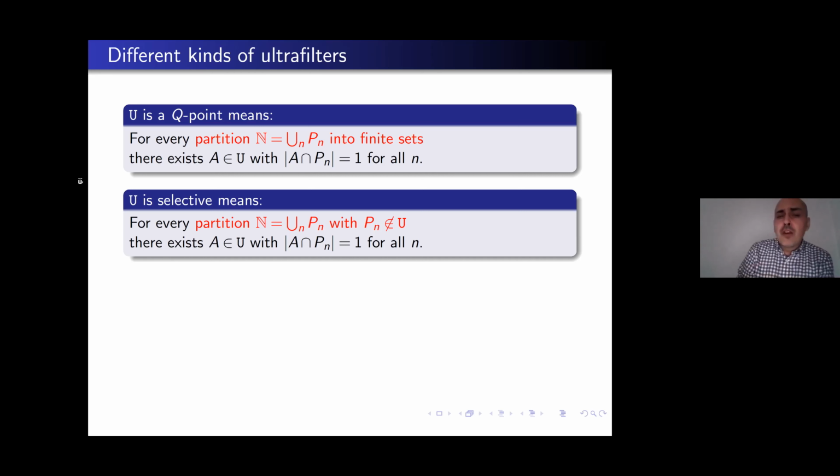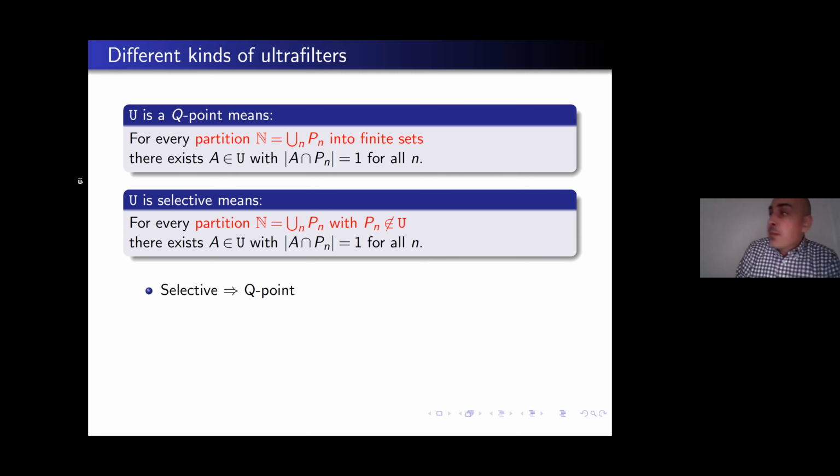Whenever I make a partition of points not in the ultrafilter, there is an element in the ultrafilter that picks one from each. Selective is more general because I'm assuming that these ultrafilters are non-principal, so they contain all cofinite sets. I mean, no finite set is in the ultrafilter. So selective is more restrictive; every selective ultrafilter is actually a Q point.